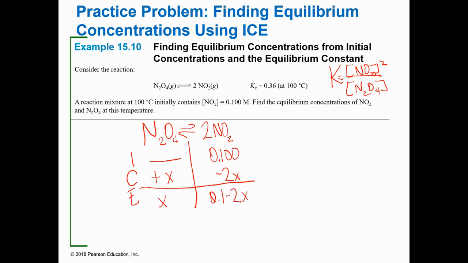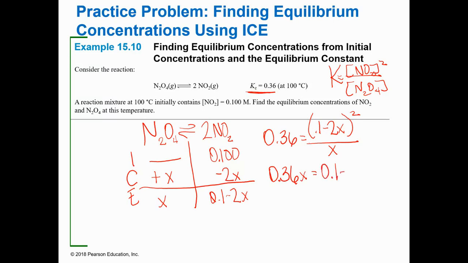At this point, this is a little different. This time it gave me K. So I've got 0.36 is equal to 0.1 minus 2X squared over X. That is a perfect square, so for this one, we're not going to approximate. Now, normally we will approximate. So this comes out to 0.36 X is equal to, actually, let's just go ahead and approximate.